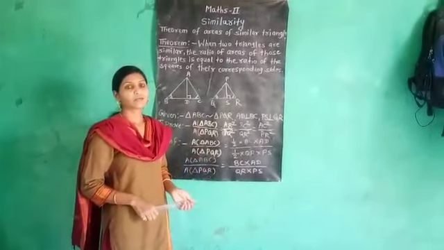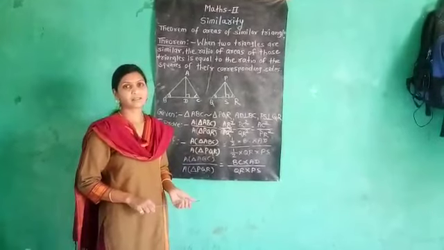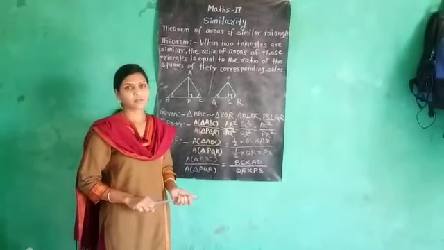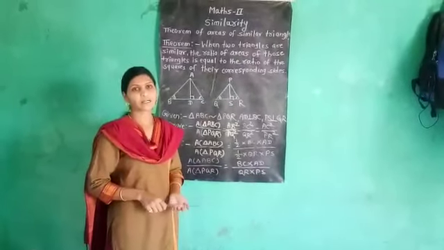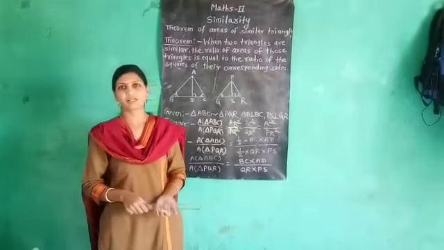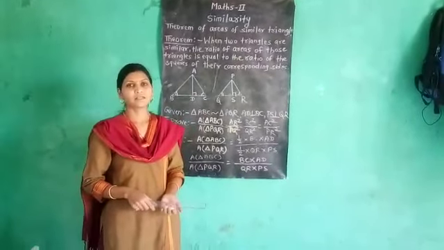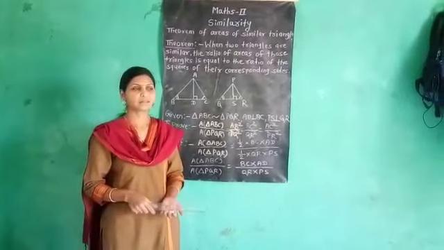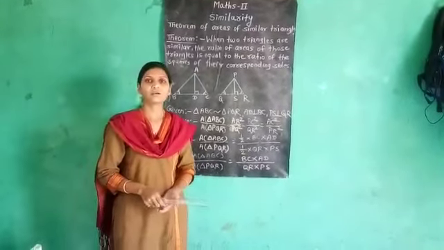We are going to study the lesson similarity. In this lesson we have studied the meaning of similar triangles. What is the meaning of similar triangles? We know that in similar triangles their sides are corresponding and the angles are congruent.